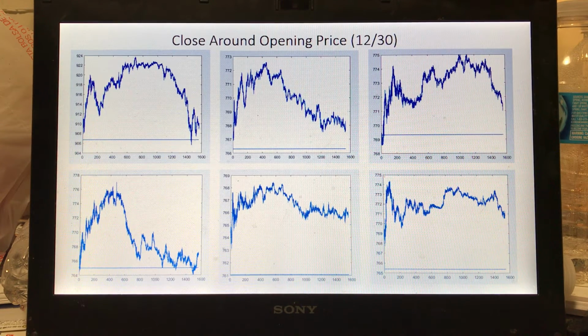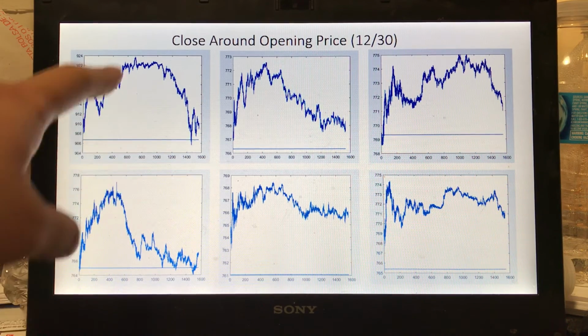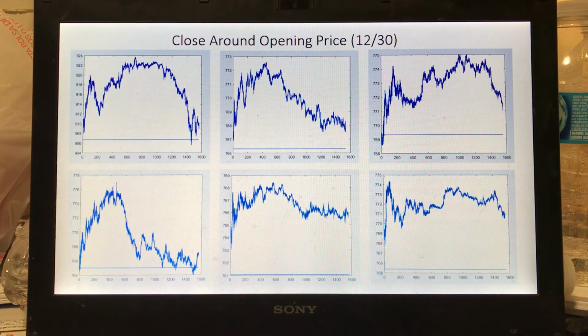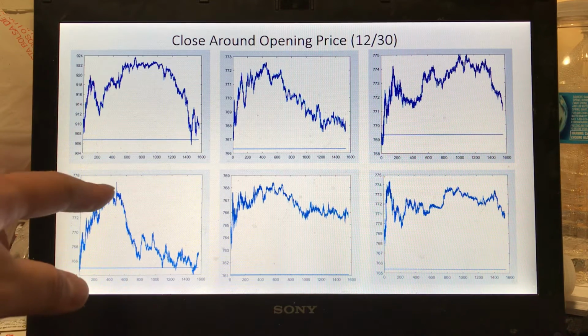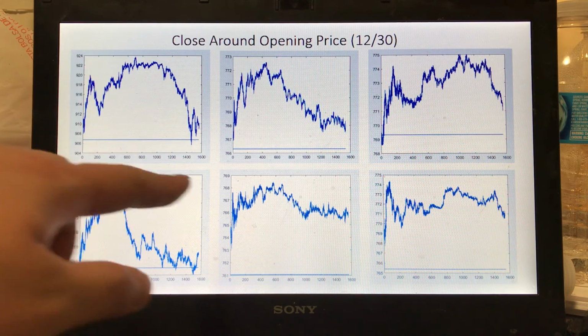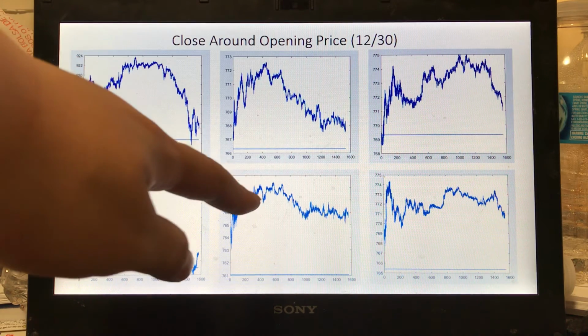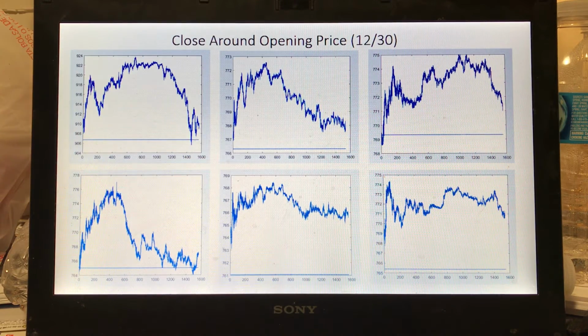During 12 out of the 30 cases, the stock closes around the opening price, and you can see that there's an initial uptrend, very powerful, and it climbs to a specific level, and it then drops. Some of them move at a very big amplitude, but some of them stay at a relatively small range.